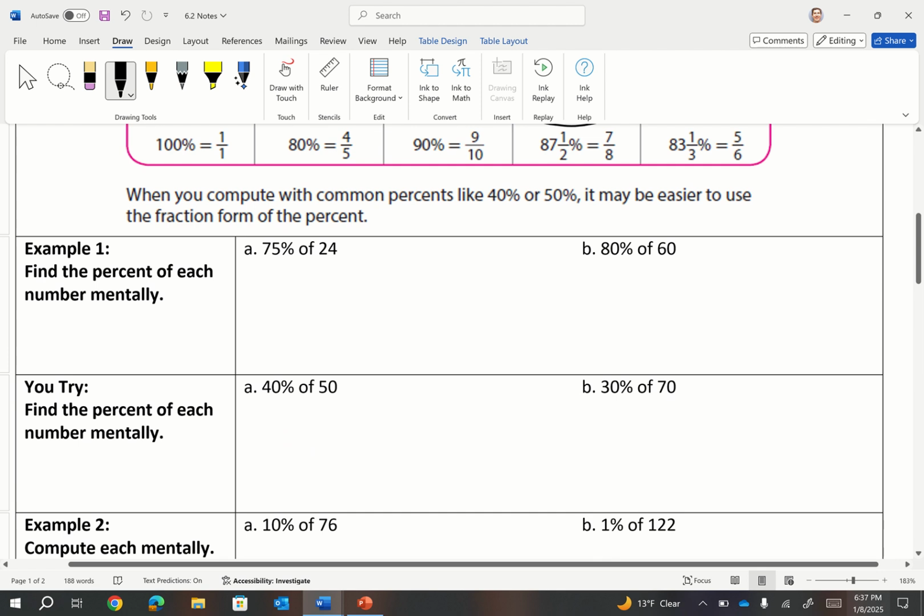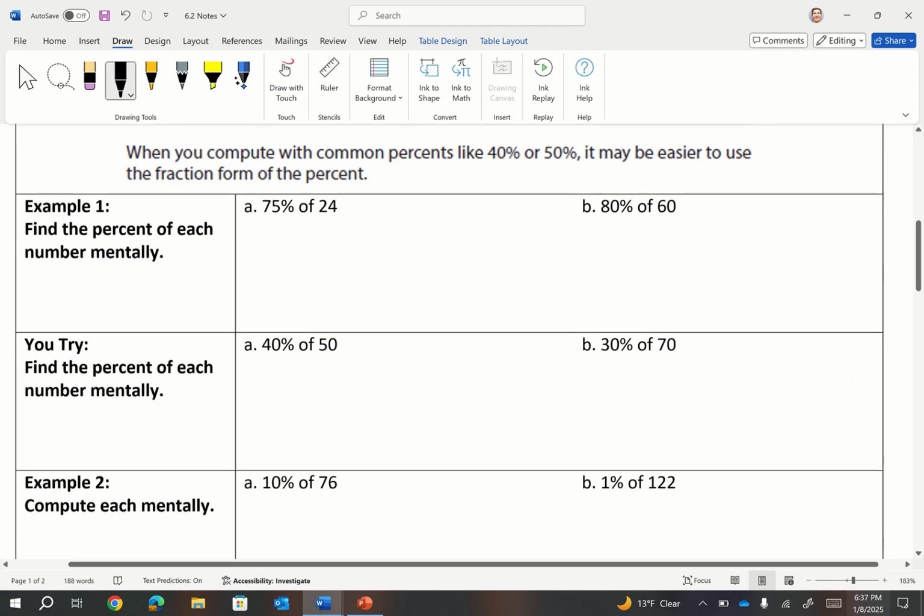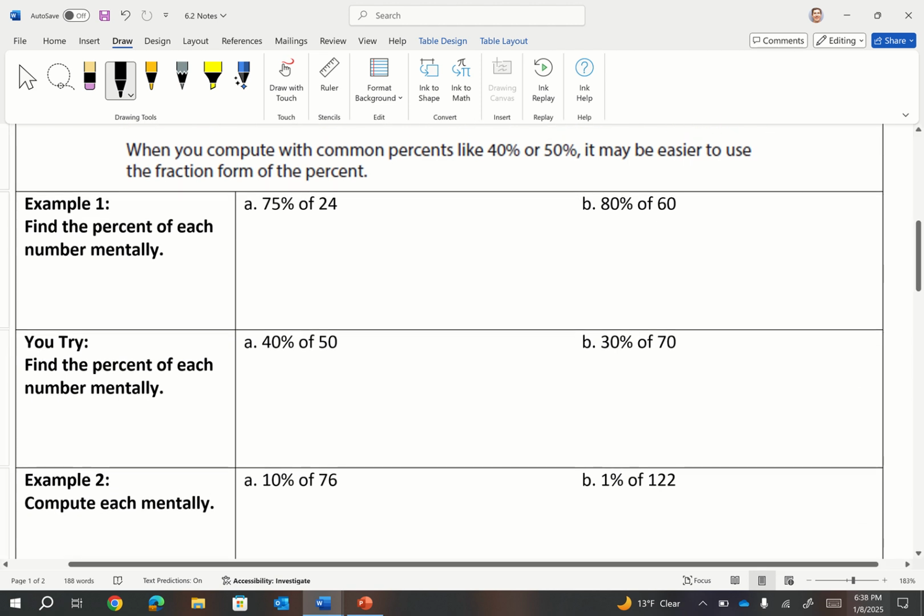All right, so if we're looking at example 1, there are lots of ways you could find these percentages. I'm just going to show you one way, and if you've got other ways to solve it in your head, go for it. We're going to be learning other ways once we're using our calculator later on in this unit.